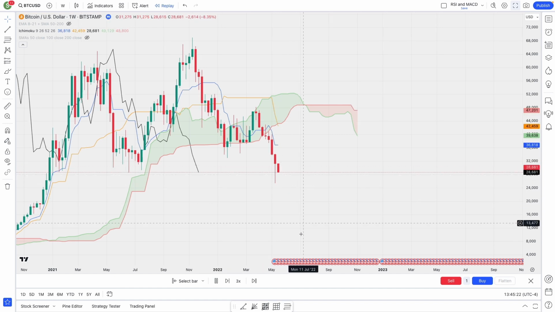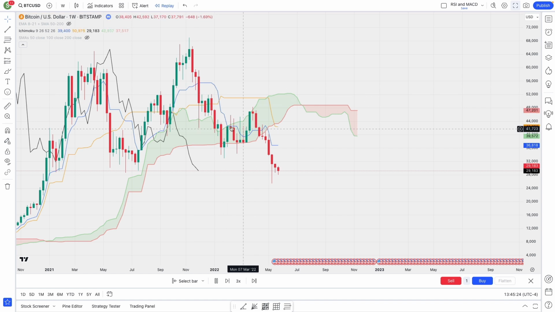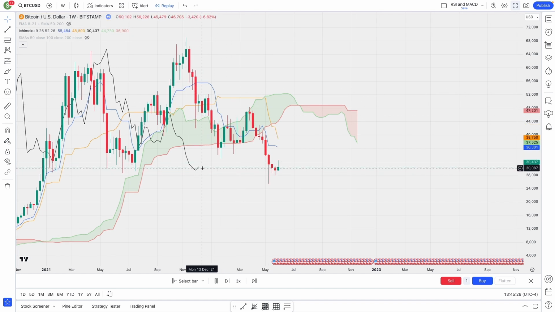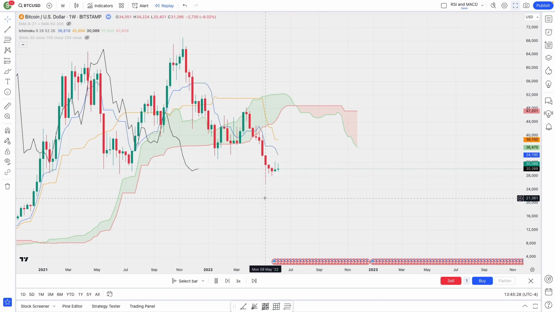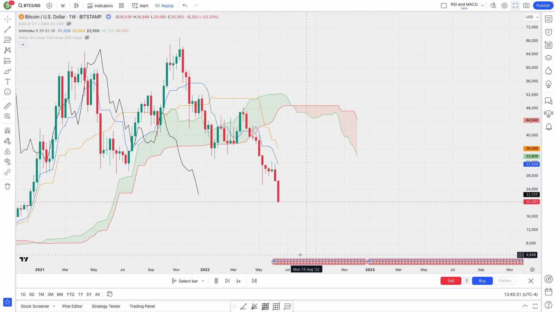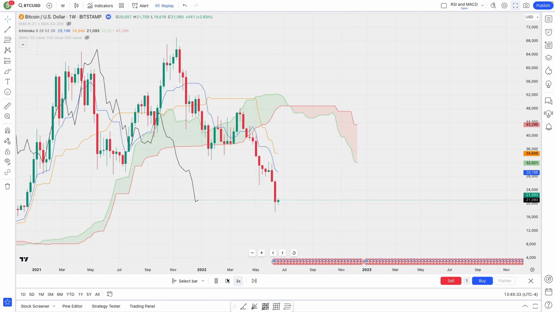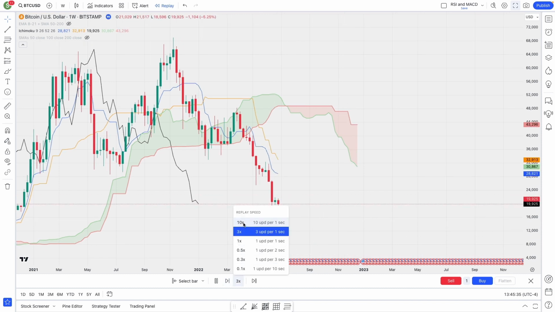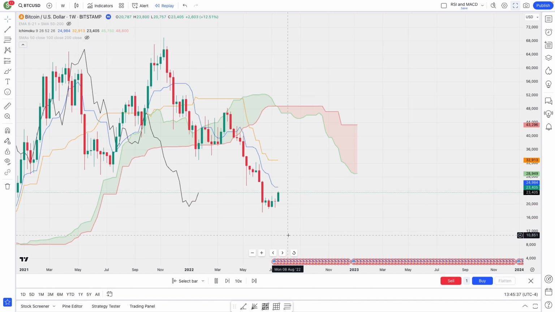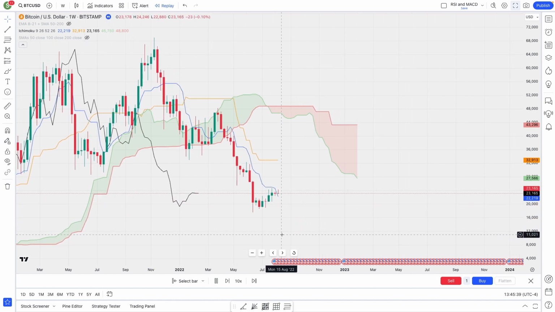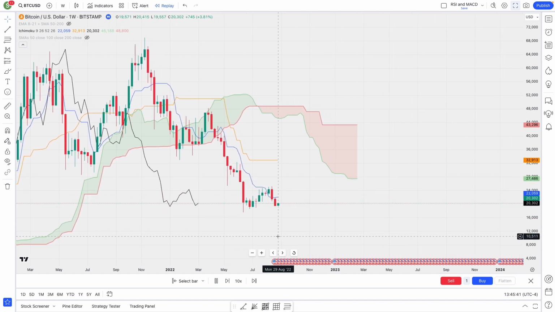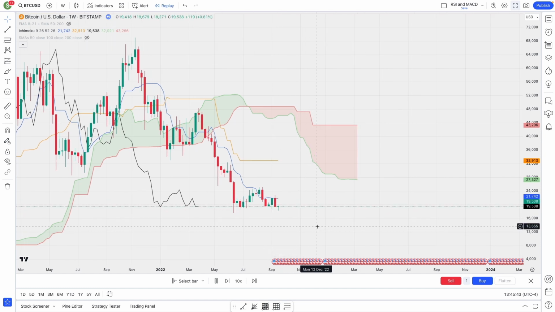And we can see price is falling down, and price is well below the lagging span. We're going to move back in this direction, and then speed up time a little bit to see what's happening with this indicator when things start moving in a better direction for Bitcoin.